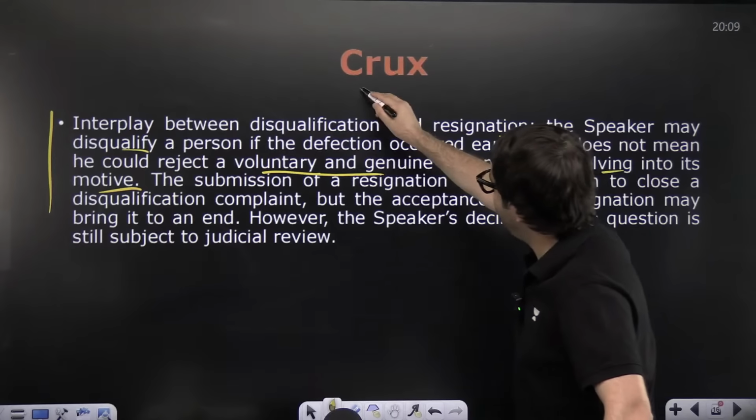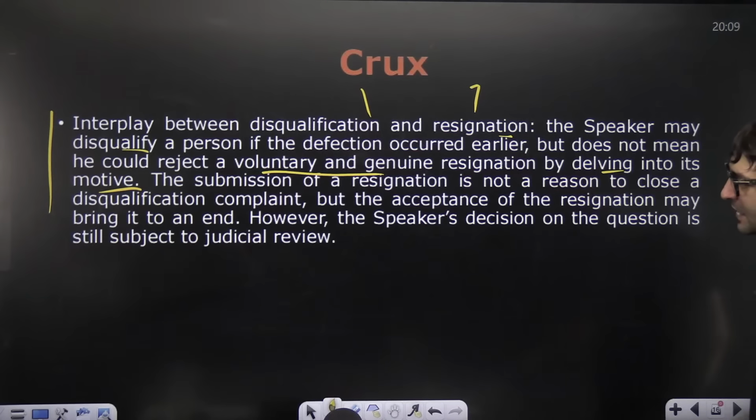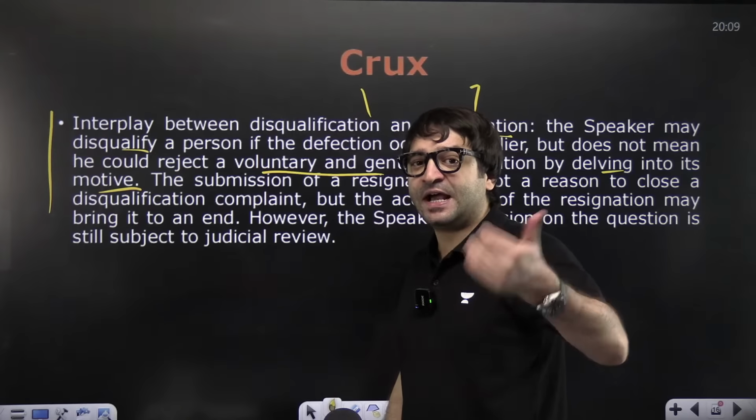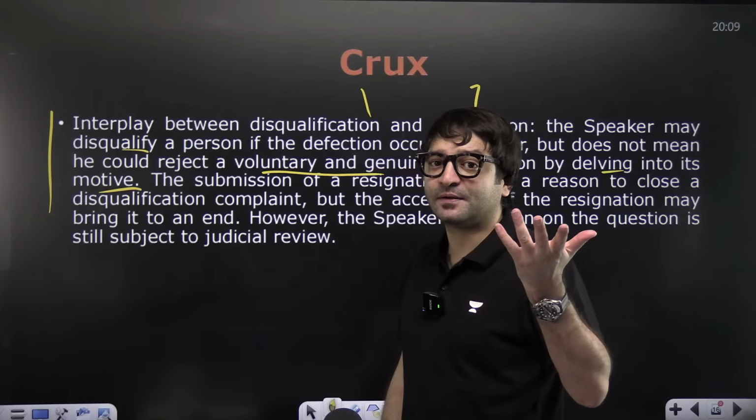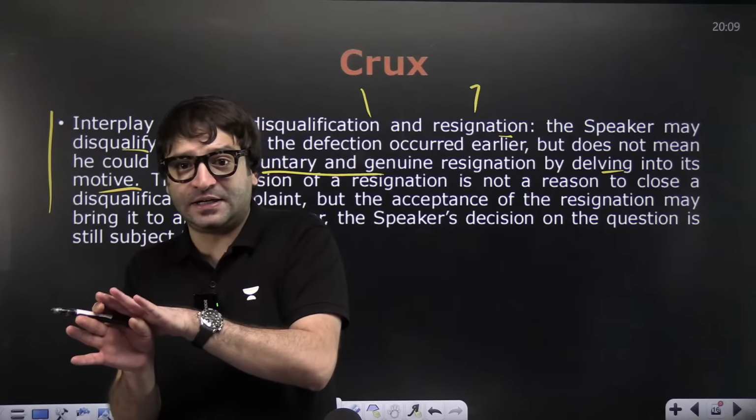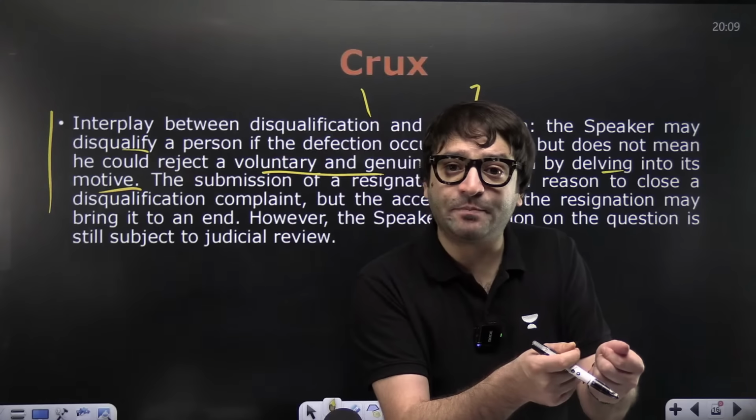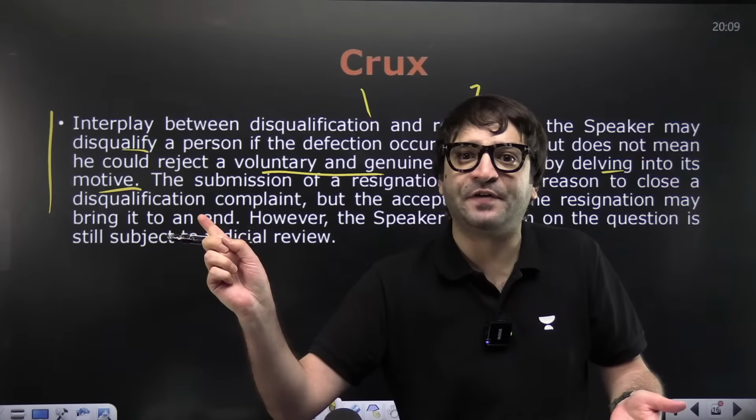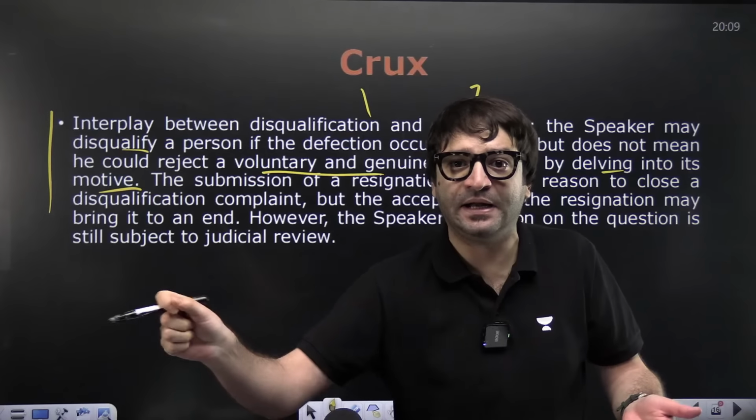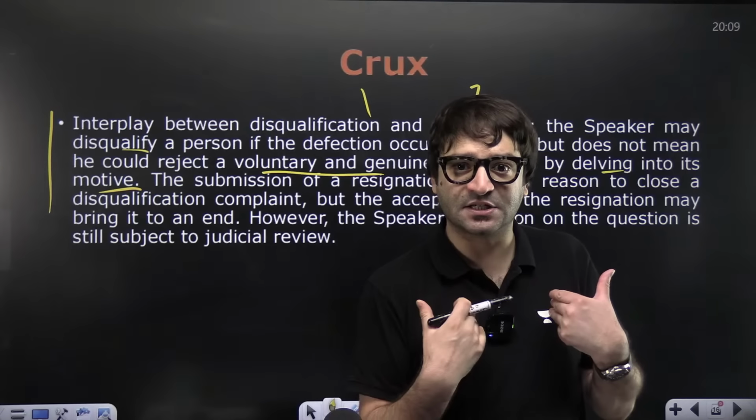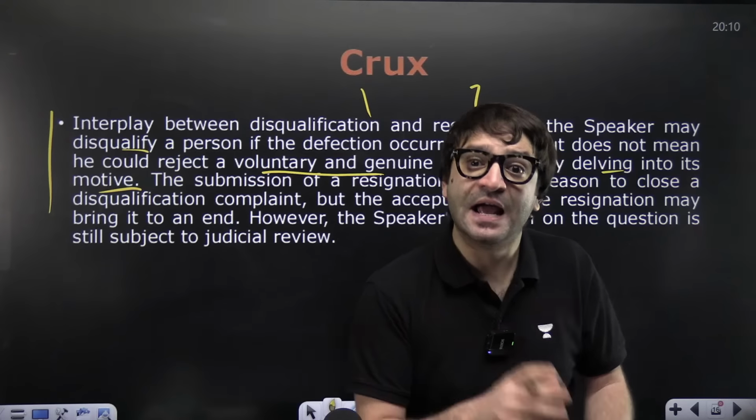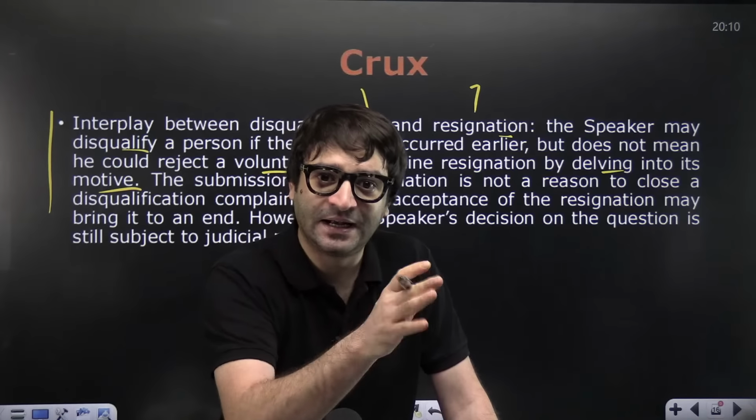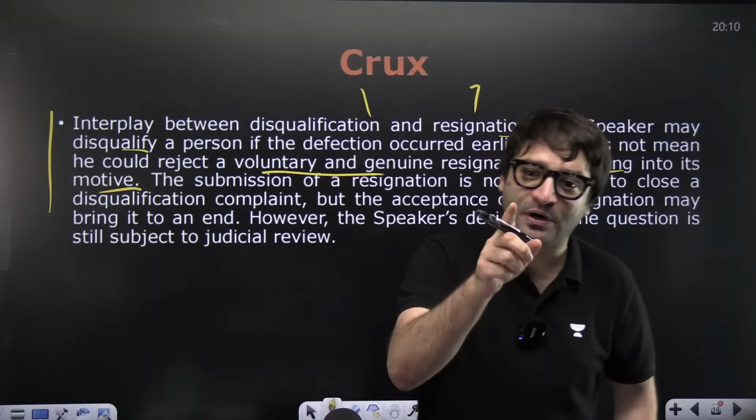What is the interplay between disqualification and resignation? The speaker may disqualify you if the defection has occurred earlier, if the AIADMK MLAs have violated the whip earlier. But even after that, you have violated the whip, but I will still submit my resignation. Can the speaker refuse to accept my resignation only because I had defected or disqualification proceedings are pending against me? No, I just have to check as the speaker whether this resignation is genuine or not. I will have to accept your resignation if it is genuine, if it is not forged. Even then I have to proceed against you under anti-defection law.